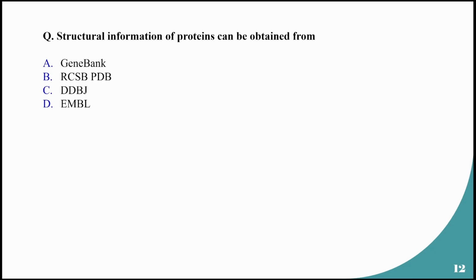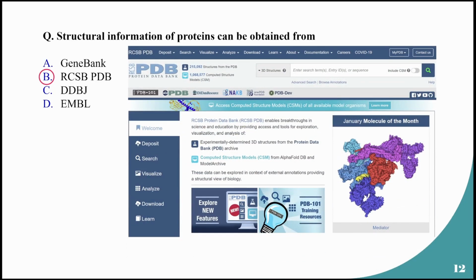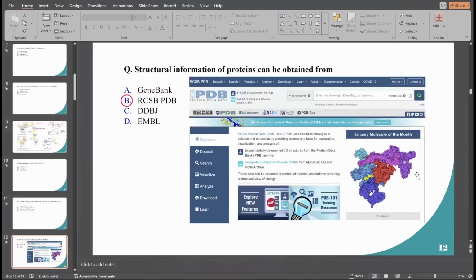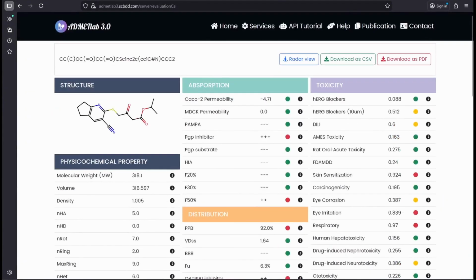For example, another question we have here: which of these databases can give structural information on proteins? Any idea? Yeah, I see a lot of B in the chat. GenBank, DDBJ, EMBL are all sequence based databases, right? And RCSB PDB is the particular database where we have the structural information regarding proteins. If we can just open that up, maybe.